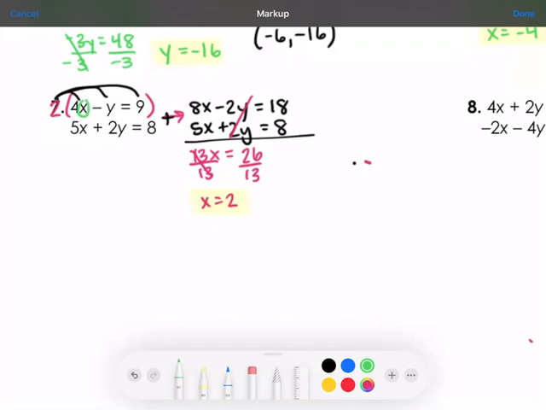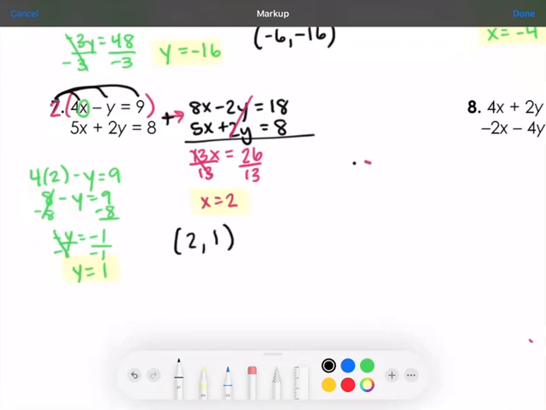Now I'm going to use that and plug it back in right here. So I have 4 times 2 minus y equals 9. 8 minus y equals 9. Minus 8 from both sides. Negative y equals negative 1. Divide by negative 1, and you get y equals positive 1. So my final solution to this one is 2, 1.